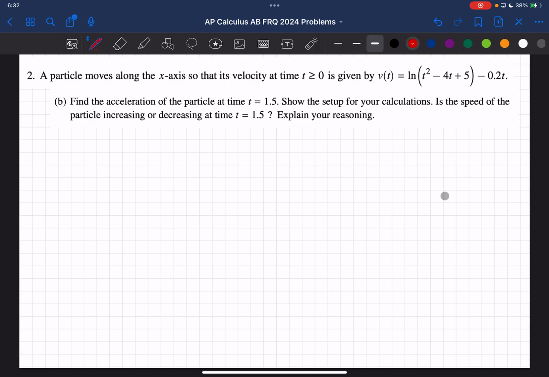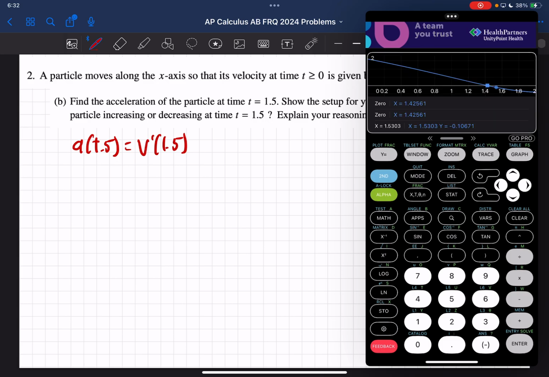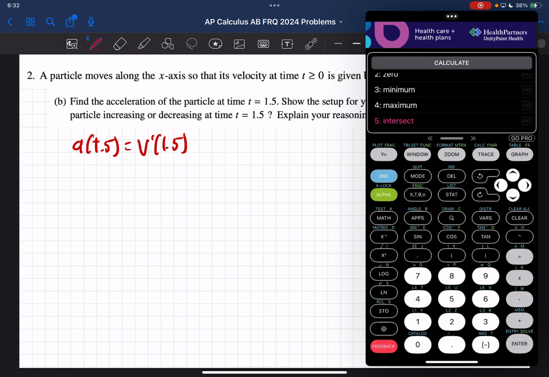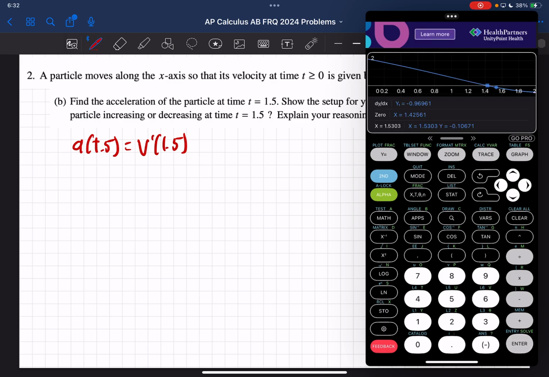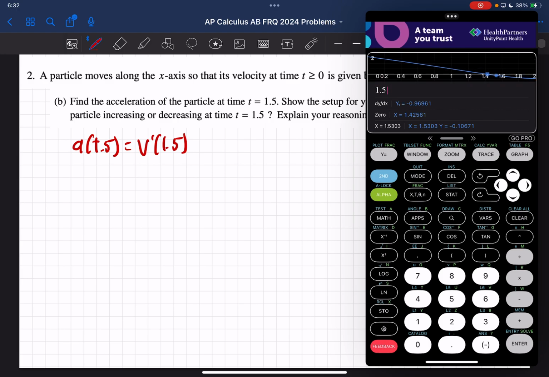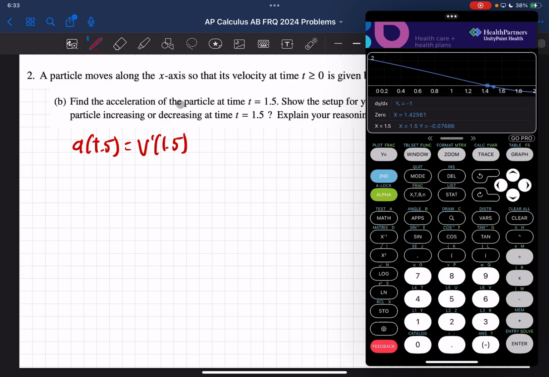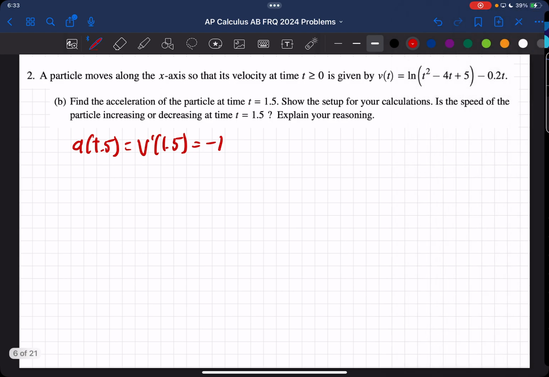We had to connect that idea with it moving to the right. Now, part B, it says find the acceleration of the particle at time t equals 1.5. So a of 1.5, that's equal to v prime of 1.5. So on our calculator, we're going to use the derivative feature. And we're going to type in 1.5. And so at 1.5, we get our dy dx value of -1. Now, if you looked in the problem, it doesn't give us any units. So all we can say is that.